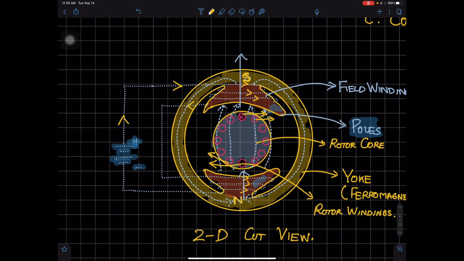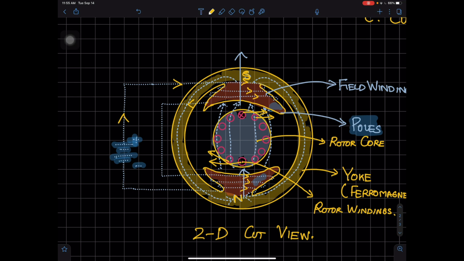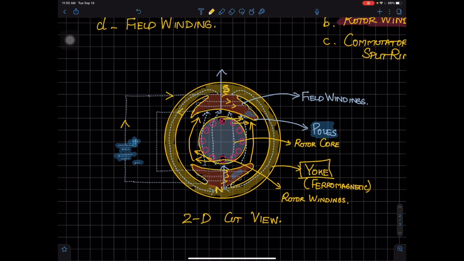And you can easily see these gray dotted lines, the flux lines, flowing from the north pole to the south pole, passing through the rotor. Now, when they reach the south pole, they have to return back to the north pole. If this outer part, which is shaded yellow over here and is going to be called the yoke, is not present, the flux lines have to come through air. And you all know air is not a very good medium for magnetic flux transfer.